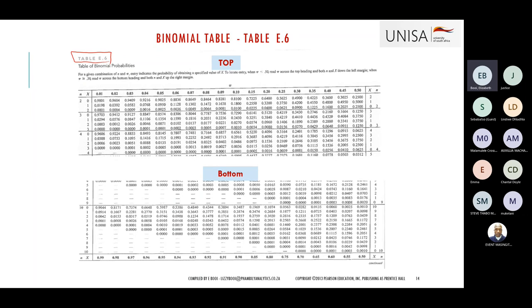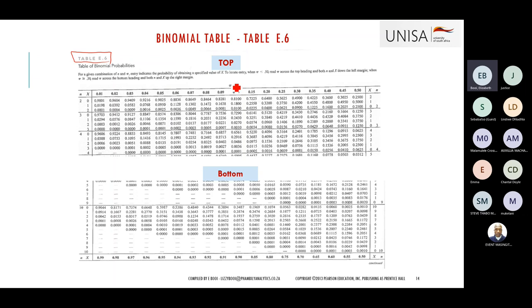So what happens with this? Table E6 has two sides. It has the top part and it has the bottom part. So if you look at your table, you will have two sheets. One will have the probabilities and the other side will also have the probabilities.